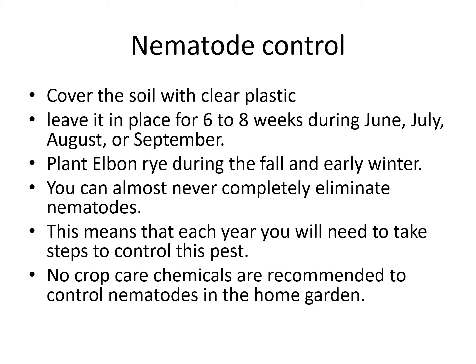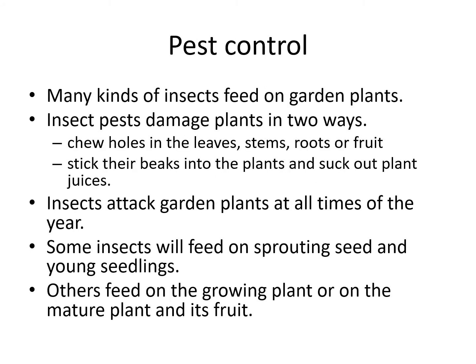But you're not going to completely eliminate the nematodes. You're just going to try to control them where they don't damage your plants any more than we can help. So this is going to mean that each year you're going to need to take steps to control the nematodes. There's no crop care products or chemicals that we can use to control nematodes in the home garden. So this solarizing method of placing the clear plastic over the soil and leaving it for 6 to 8 weeks during the hottest part of the year is probably your best bet.